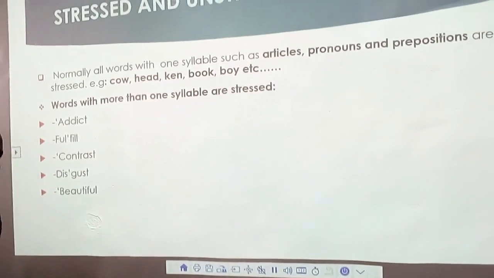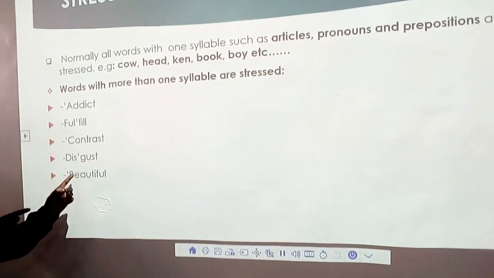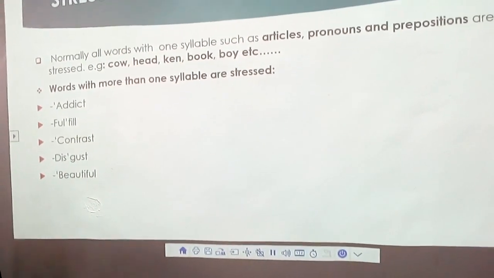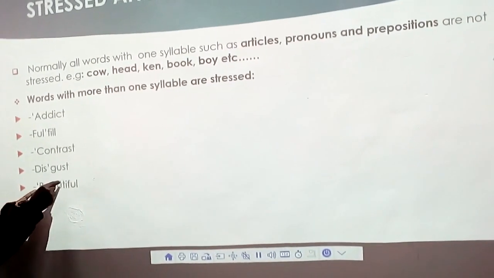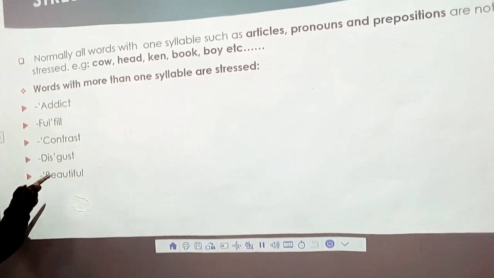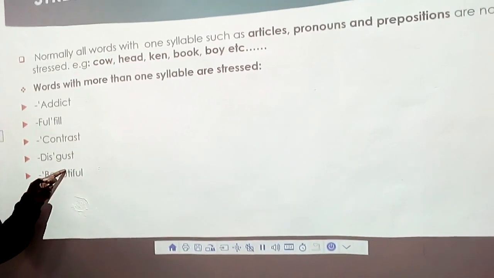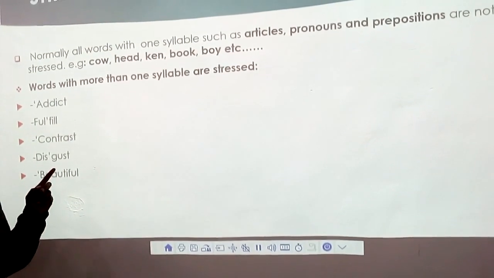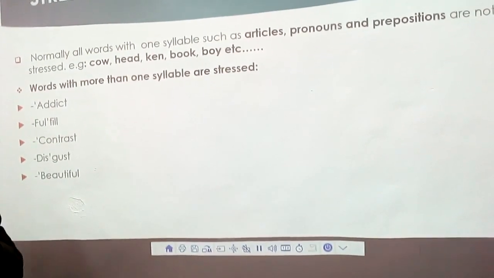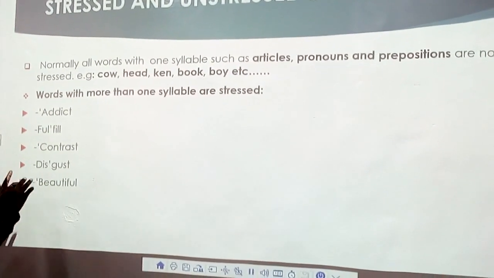Not disgust. Disgust. Okay? Beautiful. Don't say, for example, if you move the stress to this T, how can it sound? It can be pronounced as beautiful, which is not correct and would not sound good. Okay, you'd better pronounce it like beautiful.